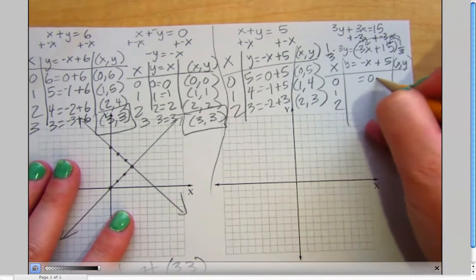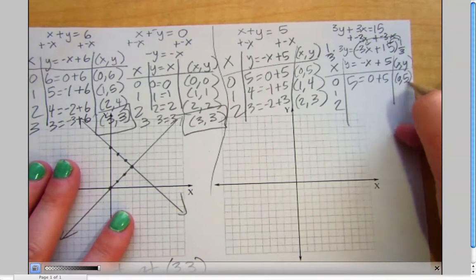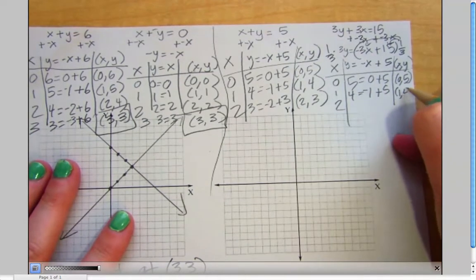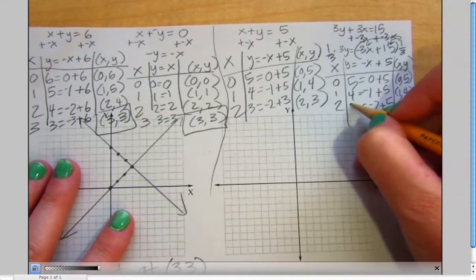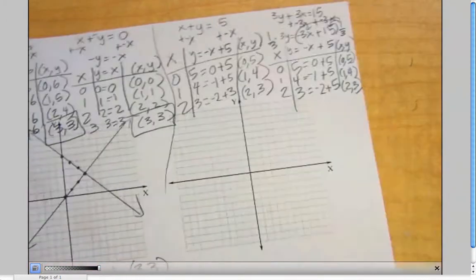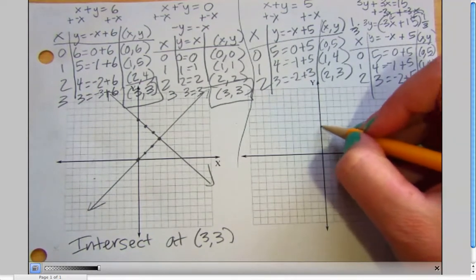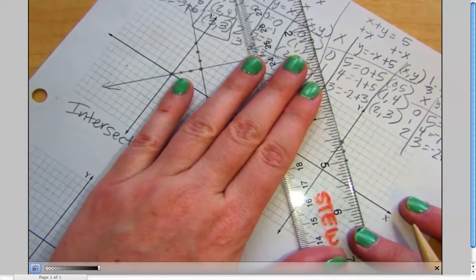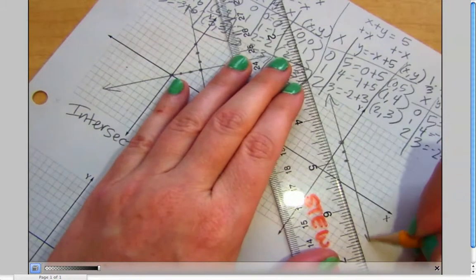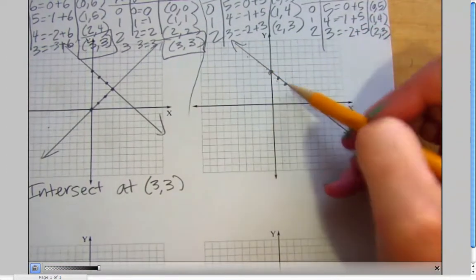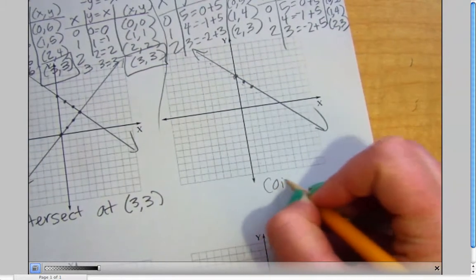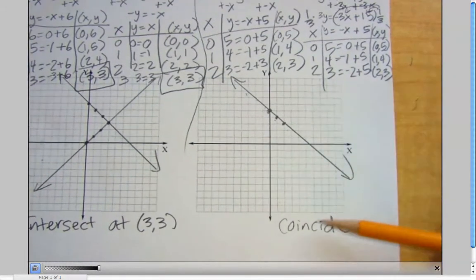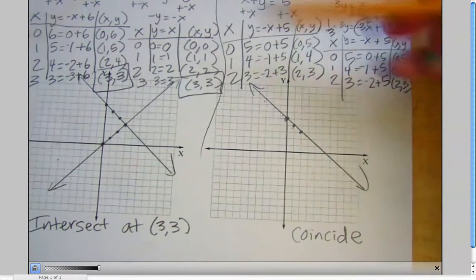Plug in 0, I get 5. Plug in 1, I get 4. Plug in 2, I get 3. So when I graph these, all the points are the same: 0, 5, 1, 4, 2, 3. Both of these are this line. That means they're intersecting constantly. Every single one of these points is a solution. That's what's called coinciding. These two equations coincide. They're the exact same equation. The way I remember that is it's like coincidence: what a coincidence, these two equations are the same thing.